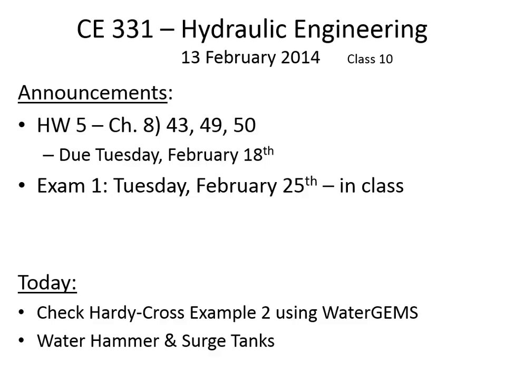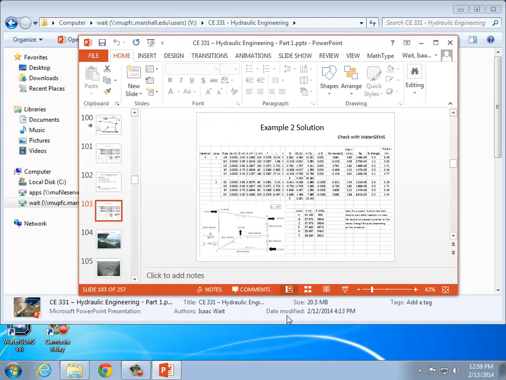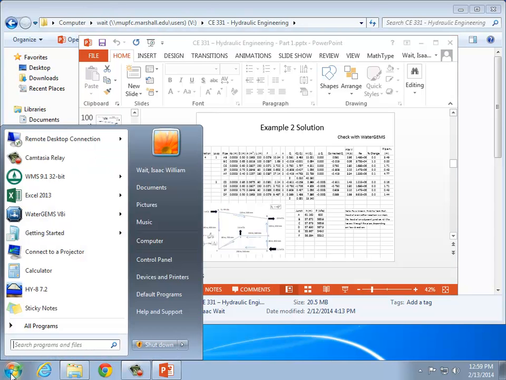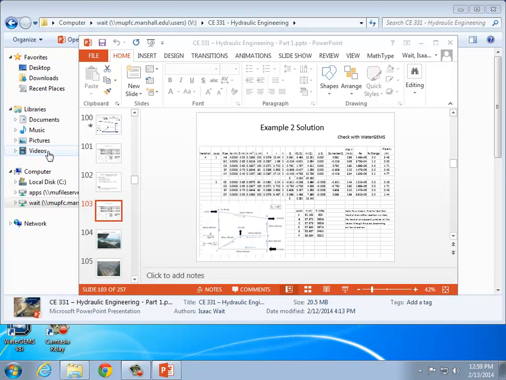Now remember that last time when we finished with the Excel spreadsheet, we were able to know what the flow rate was through each one of these pipes, and we knew the pressure at each of the junctions. And so let's fire up Watergems and see if we can get a similar thing. I'm just hoping that Watergems is still installed. It is. All right, so begin Watergems.